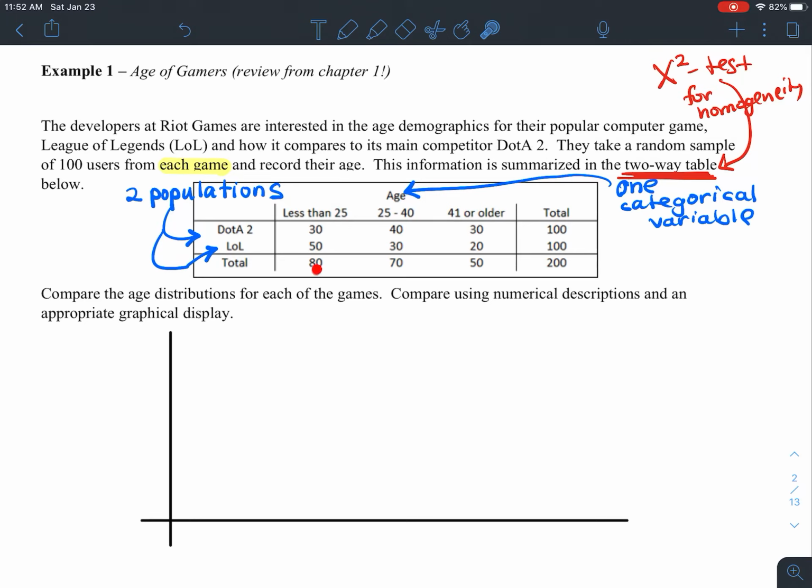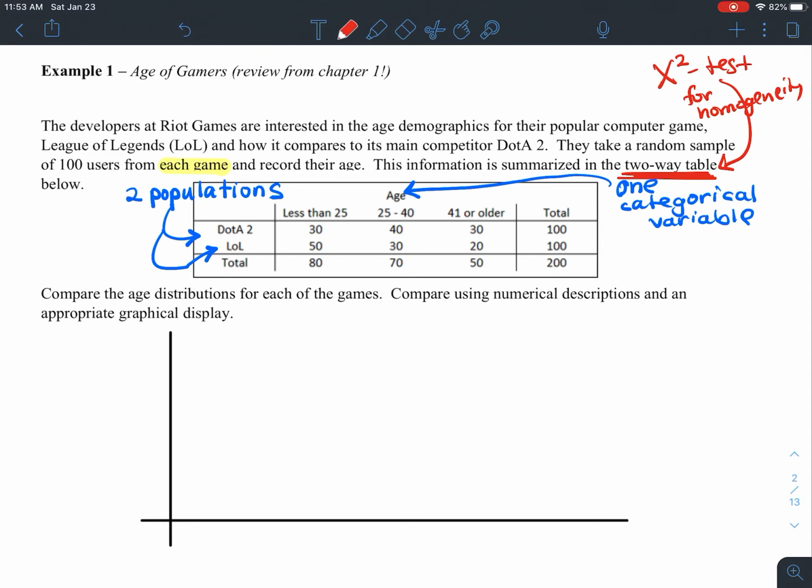And we want to compare those 3 age distributions for each of the 2 gaming populations here, League of Legends and .A2. So let's compare using numerical descriptors and an appropriate graphical display. And so this is where we made things like a side-by-side bar chart.